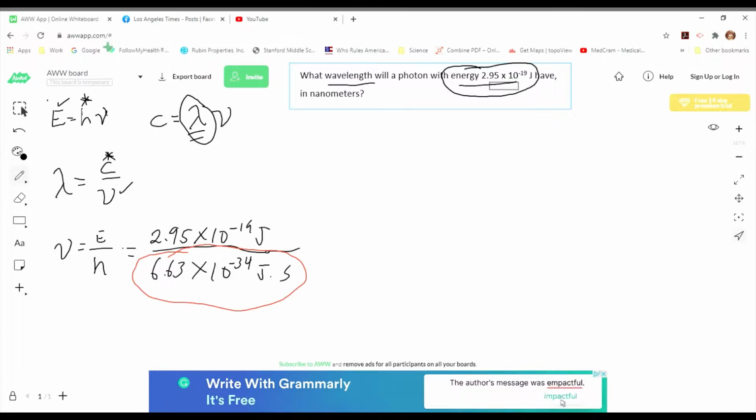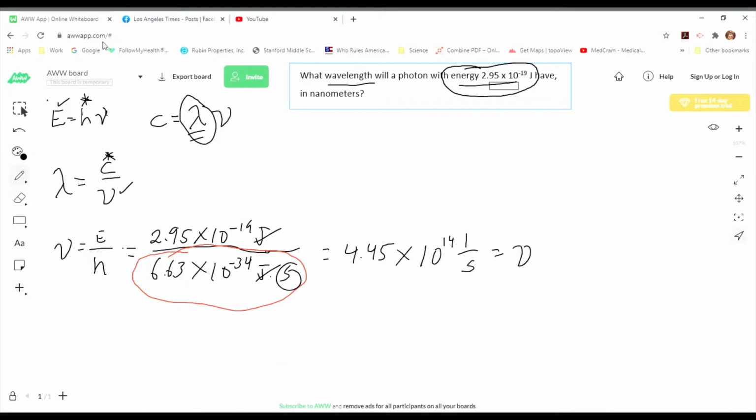They're always the same number. So let's calculate this out. We got 2.95 times 10 to the minus 19th is your energy, divided by 6.63 times 10 to the minus 34th, and that's going to give us 4.45 times 10 to the 14th per second. And once again, it's per second because joules cancel, leaving us seconds down in the denominator. Now this is our frequency. Now we can plug it into here.